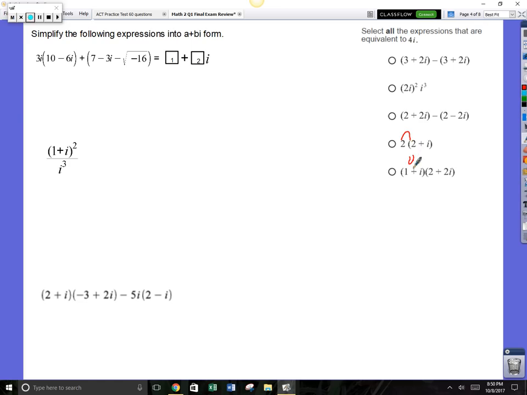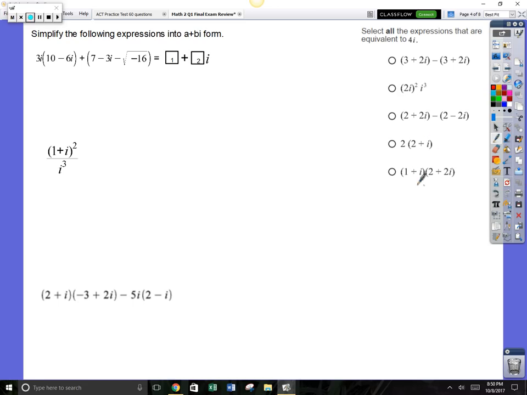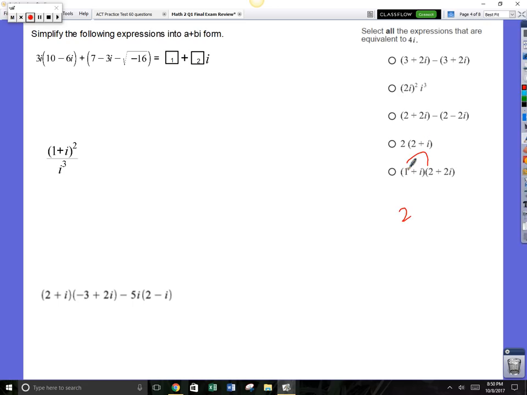Times, 2 times 2 is 4. 2 times i is 2i. That one is a no. Last one. 1 times 2 is 2. 1 times 2i is 2i. i times 2 is another 2i. And i times 2i. So there's a 1. 1 times 2 is 2. i times i is a negative. So this negative 2 and this 2 are 0. And 2i and 2i is 4i. And that one's a yes.